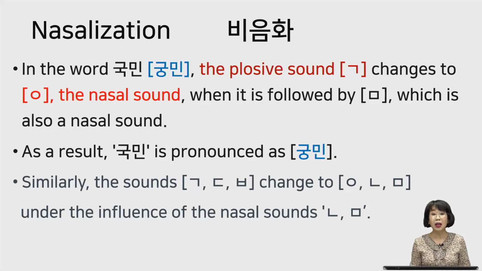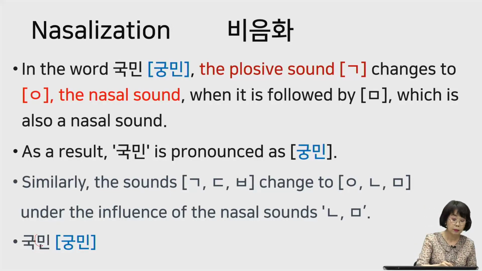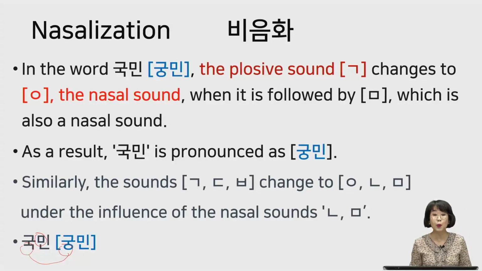Similarly, the sounds 그, 드, 푸 change to 응, 느, 무 under the influence of the nasal sounds 느, 무. 국민: under the influence of 무, a nasal sound, 그, a plosive, changes to 응, a nasal sound. 국민.